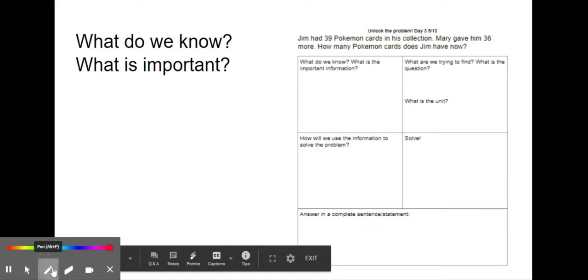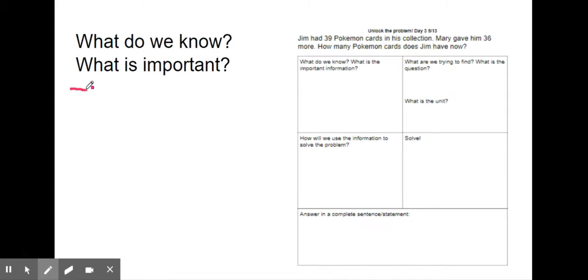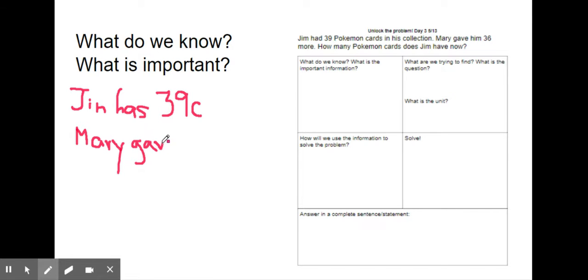Okay, so what we know and what I think is important is Jim has 39 cards. I'm just going to put a C for cards. And then Mary gave 36 more. So that's what we know. And that is what I believe is important information to help us figure out the problem.